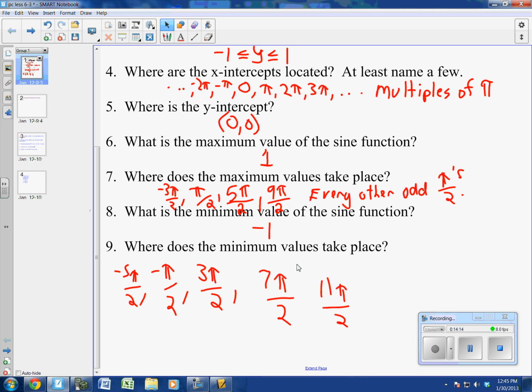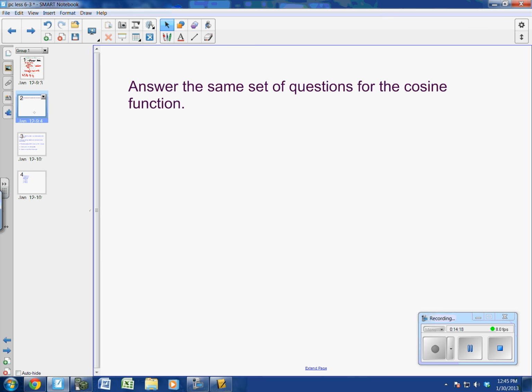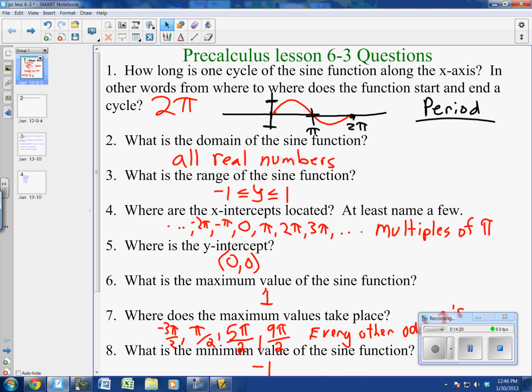Okay, now, you guys, I want you to answer these same 8 questions for the cosine function. Some of them are going to be the same answer. You'll find out. Some of them will not, okay? So I'm going to give you a few minutes. We're going to do the same questions for the cosine function.